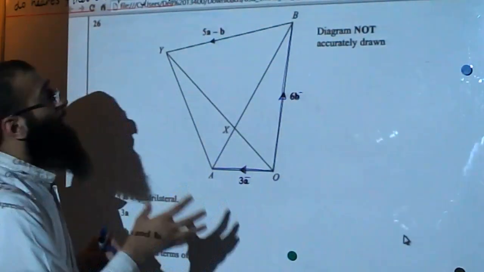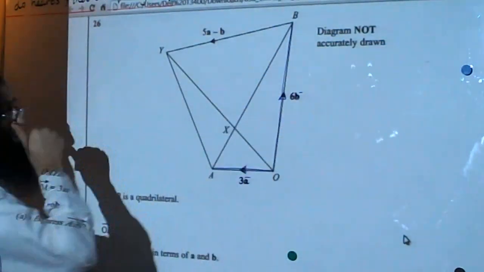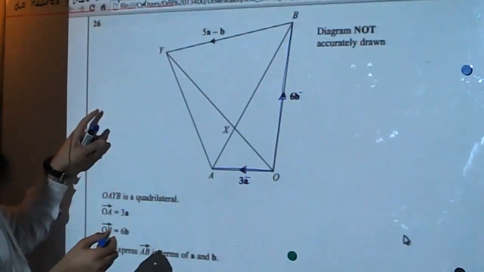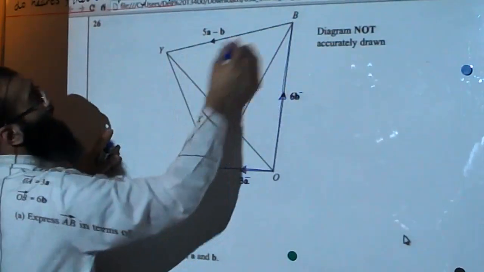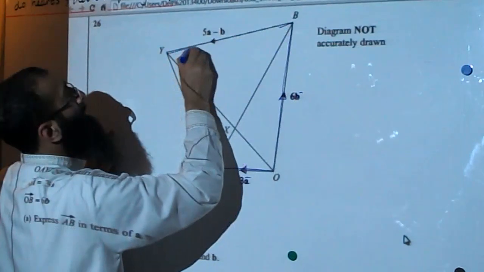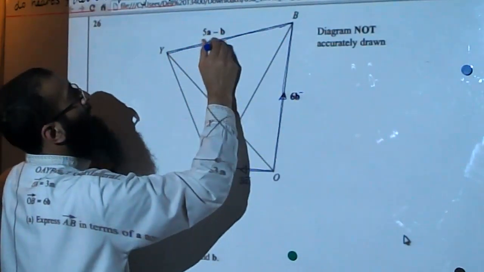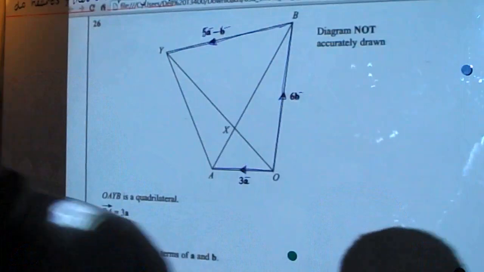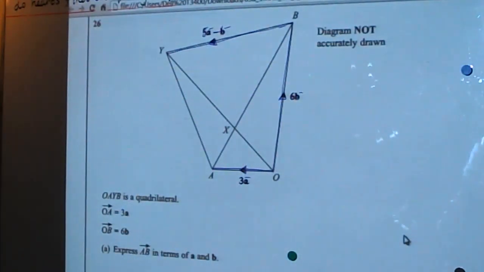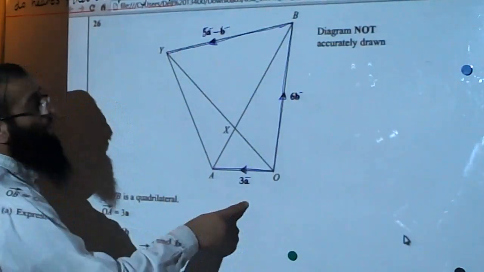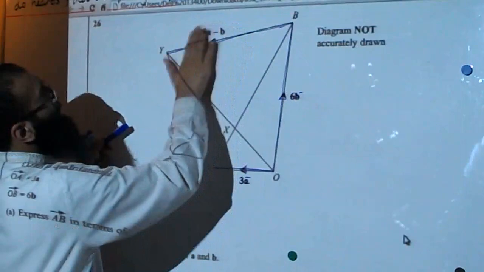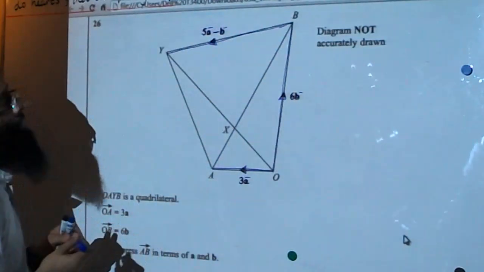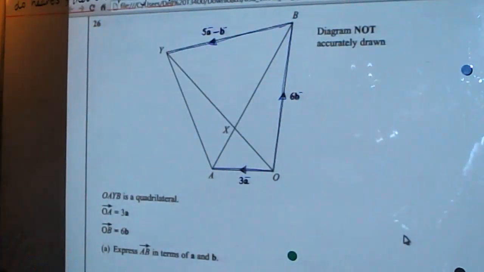Okay, them are the vectors that have been given so far. Now it says the diagram is not accurately drawn, so don't start measuring things on there and say, well, this is 3 units, so that will be proportion and so on. And you've also been given one other vector, which is B to Y, which is 5a minus b. So this vector here is 3a, that's 6b, and that's 5a minus b. Let's make that a bit clearer. 5a minus b. Okay. So these three vectors have been given to us in the beginning of the question.